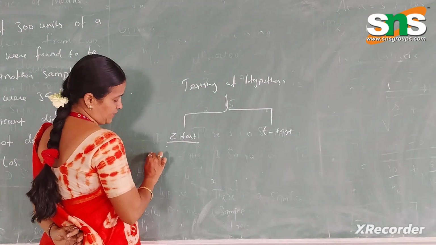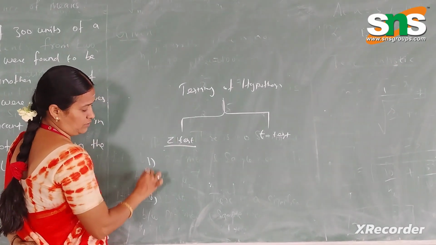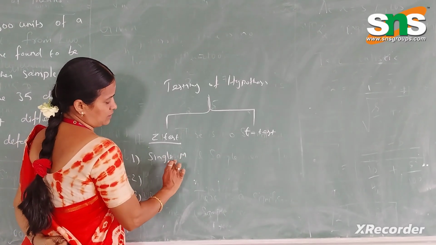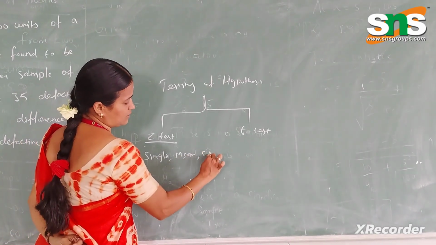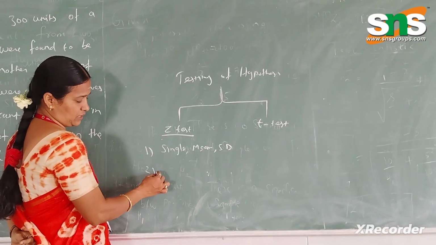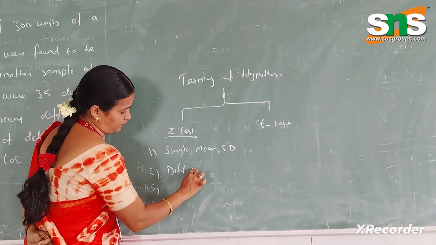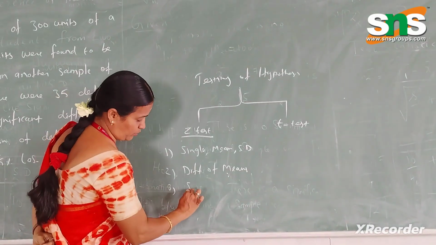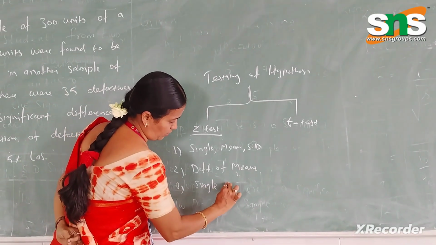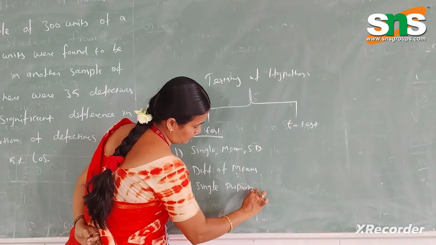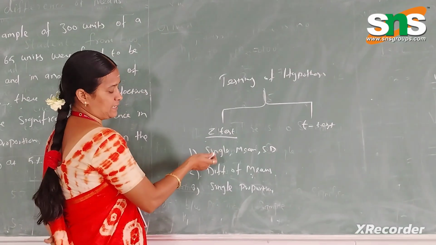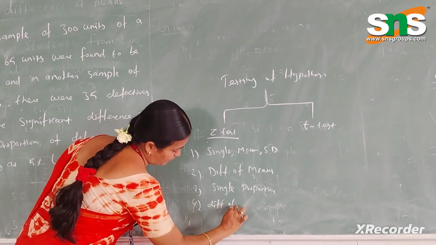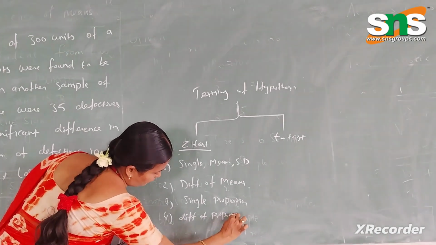Last class we discussed three types. Type 1: single mean, with SD given. Type 2: difference of means. And type 3 is single proportion. Today we are going to discuss type 4, difference of proportions. These are all the cases discussed in the last class.